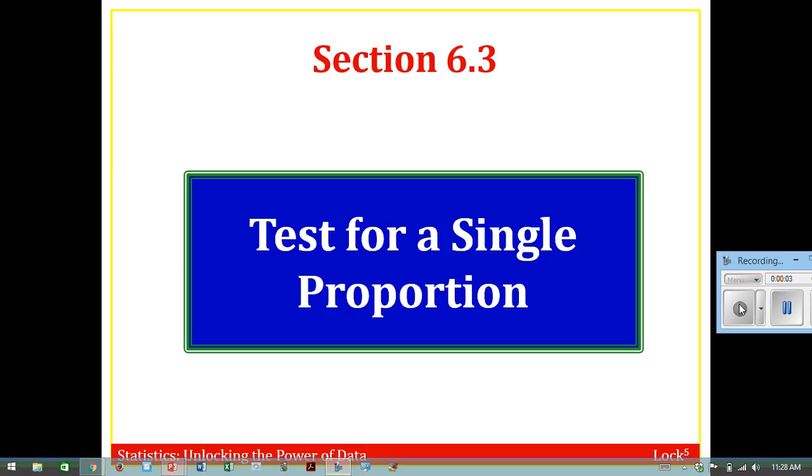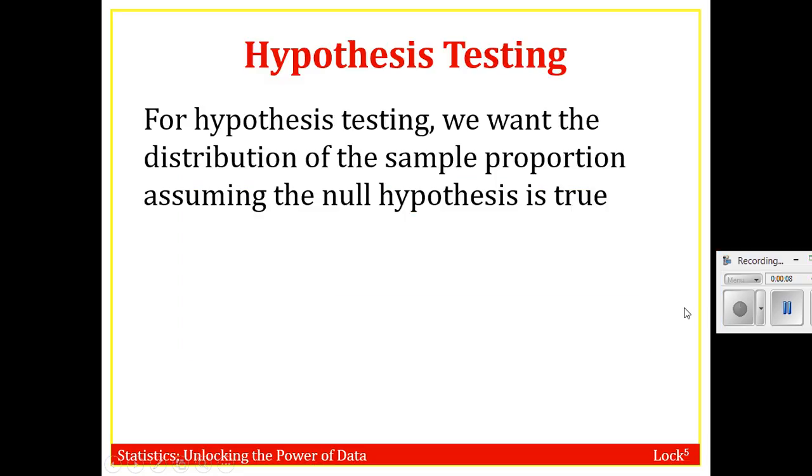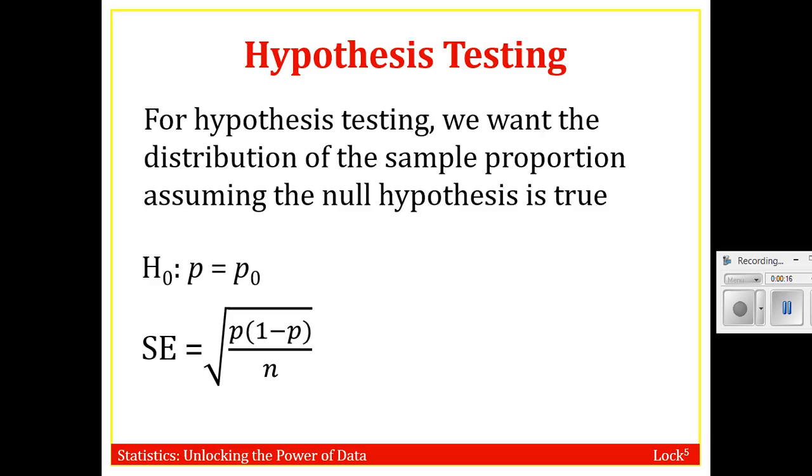We're going to go ahead and take a look at a test for a single proportion. Now, we're going to take a look at our hypothesis testing, and we want our sample distribution, assuming the null hypothesis is true. So we're going to assume that our null hypothesis is true. We get our standard error for our distribution to be this.